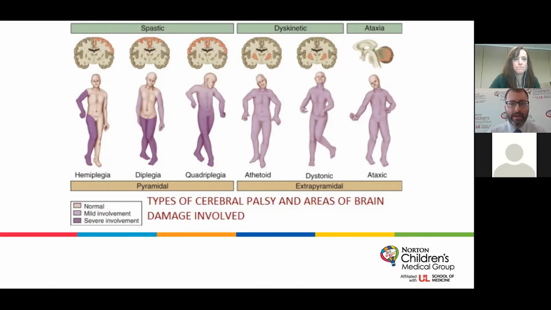And then the category of dyskinetic. These are more of the deep brain structures, things that are responsible for your motor control, so thinking about how you move. These can be patients who maybe move too much. So chorea athetoid, where they have constant movements, or dystonic, where they have intermittent episodes of abnormal tone. I think the term dyskinetic is a little bit easier as an overreaching term. And then if patients have the balance center of the brain, the cerebellum, involved, they may have more of an ataxic CP picture.